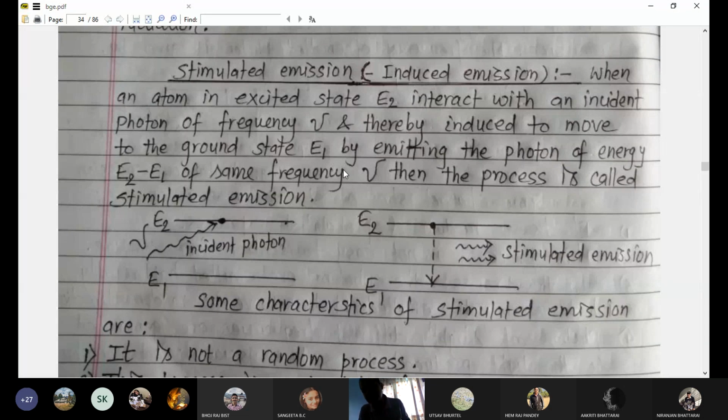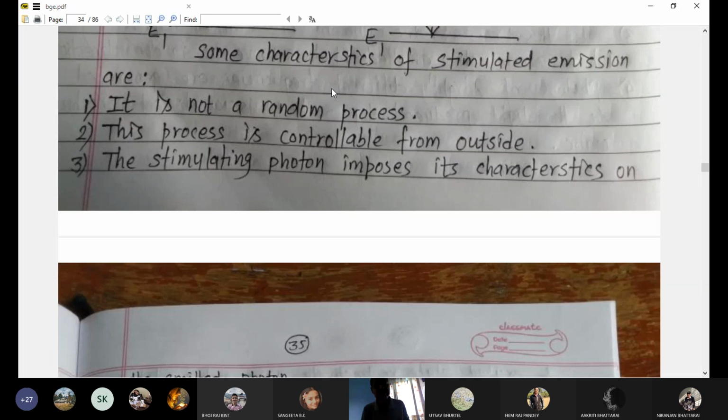Now, what are its properties or characteristics? It is not a random process. अब मैले तिमीलाई spontaneous emission मा it is a random process भनेको थिएँ नि, तर stimulated emission is not a random process. This is one difference. अब तिमीले characteristics पढ्ने बित्तिकै सबै डिफरेन्स तिमीले सजिलै लेख्न सक्छौ है त.